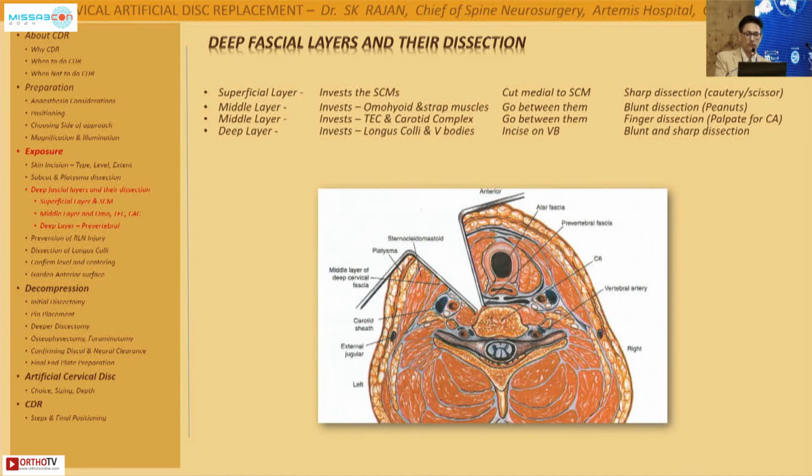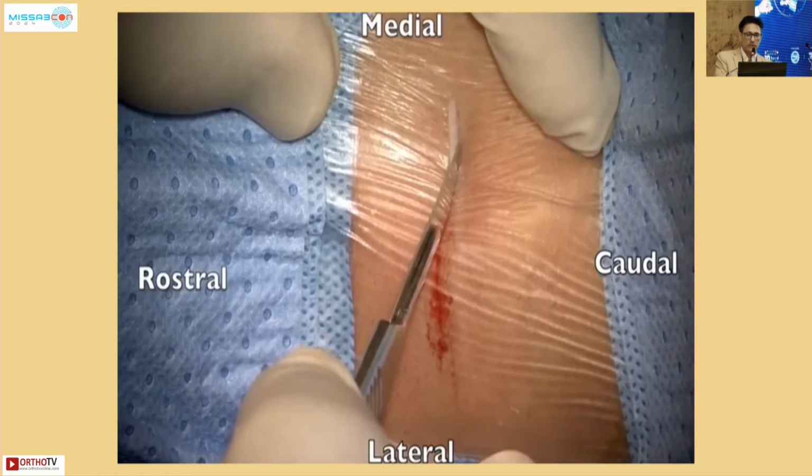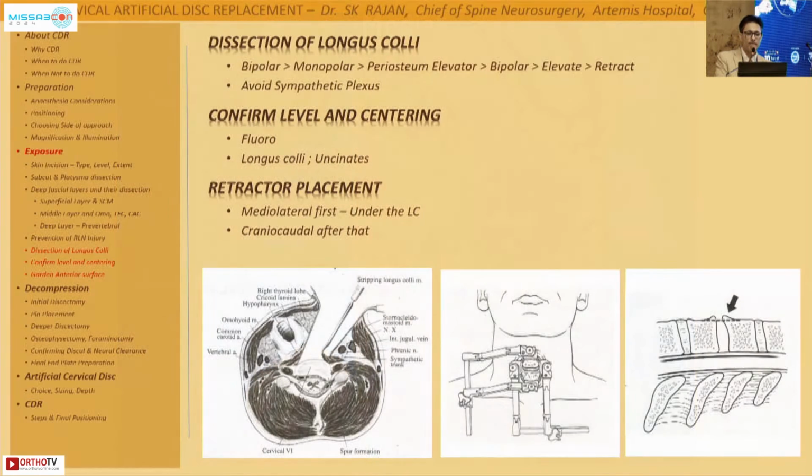Talking about this, here are just a few images to show you the view, the access again. I'll skip the video. For longus colli, a lot of beginners face trouble because they're not able to find the way to dissect and retract. So start with a bipolar, then go for a monopolar, periosteum elevator, then again bipolar, elevate, retract. Make sure you avoid the sympathetic plexus. That is on the longus colli, slightly lateral, because if you injure that, you are likely to land into Horner syndrome. I've not seen it, but I've heard speakers talk about it quite often.